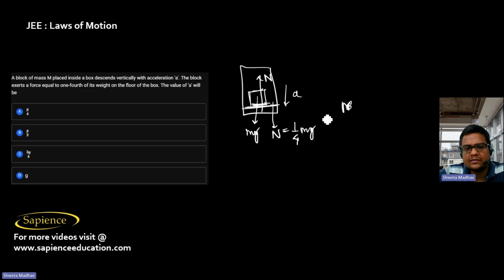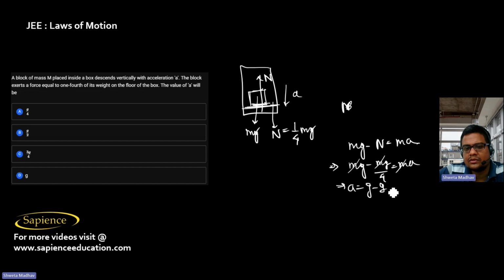So therefore we can say that mg minus N is equal to m into a. The net force downwards is mass into acceleration. So mg minus mg by 4 is equal to ma. So m we can cancel out. So a will be equal to g minus g by 4, which is equal to 3g by 4. So 3g by 4 is the acceleration downwards. So option C is the correct answer.